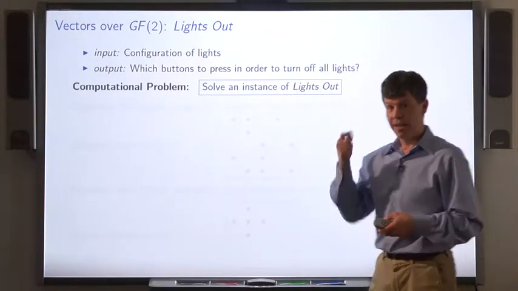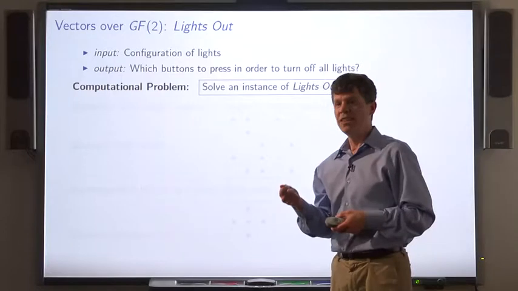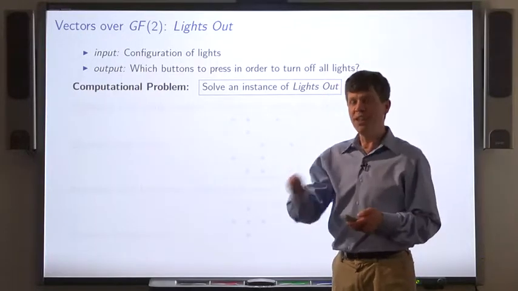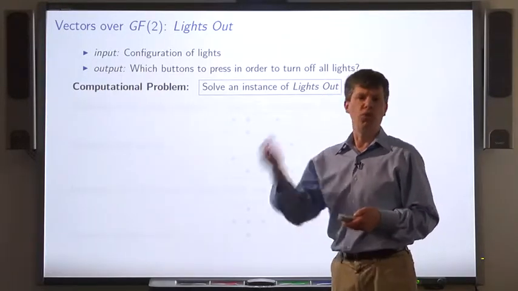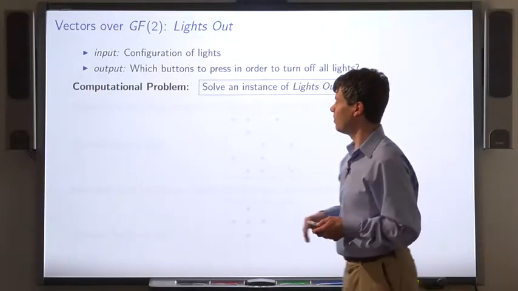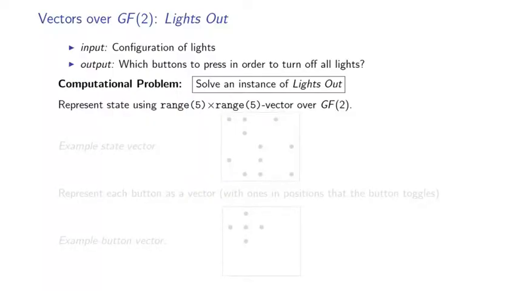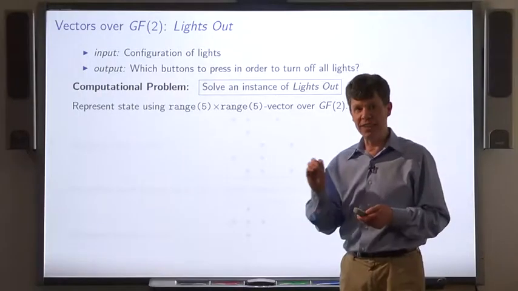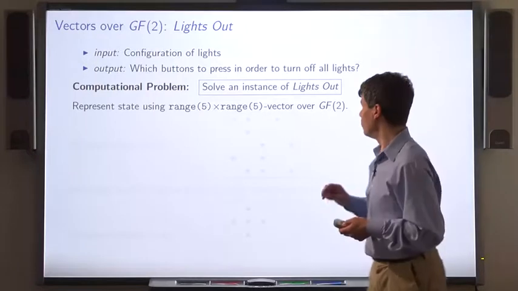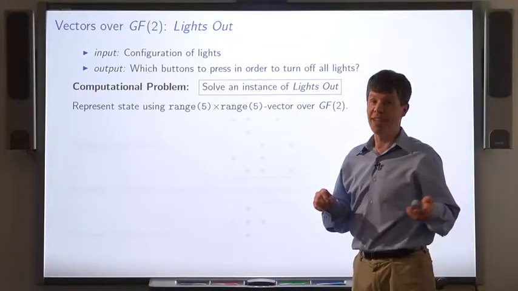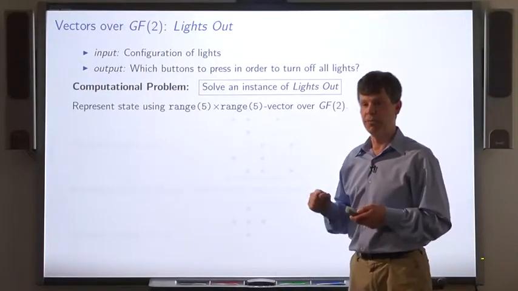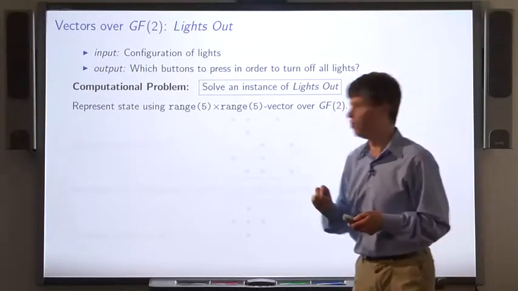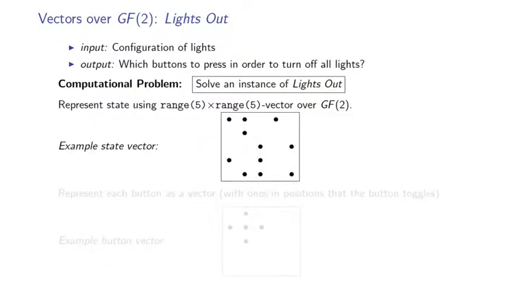So given a configuration of lights, we want to figure out what sequence of button pushes will turn off all the lights. We're going to represent the state of Lights Out using a vector. There's going to be an entry in the vector for each light in Lights Out. So for 5 by 5 Lights Out, that means there are 25 entries. Now these are vectors over GF2. Here's a representation of the state of Lights Out. I'm using these black dots to represent lights that are on.